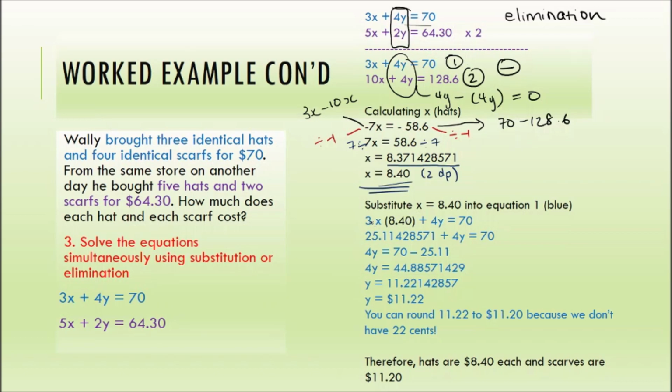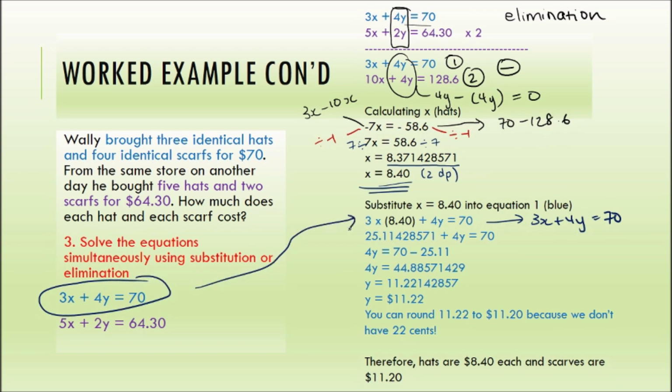So now I've put in 3 times 8.40, because remember the original equation was 3x plus 4y equals 70. As you can see up the top, that's the equation that I'm substituting into. That's what I got on my calculator, 25.2. Now I've rounded it to 2 decimal places and carried it across. So it's now 70 minus 25.20, and I'm just going to erase that so it's clearer for you.